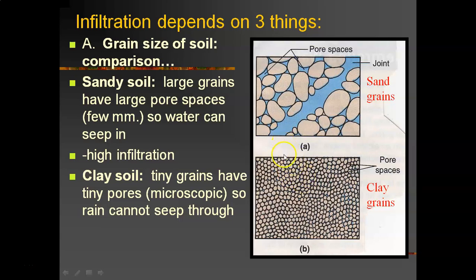So try to imagine a raindrop trying to seep into a soil with tiny pore spaces. It really can't do that, and so you're going to wind up with low infiltration. Now, in Louisiana, we do have a lot of clay soils, and that is certainly one of the factors that causes us to have flash flooding and surface flooding. We're flat too, and we tend to have really intense precipitation events. And then on top of that, we tend to have clay soils. So we do have a lot of flash flooding here.